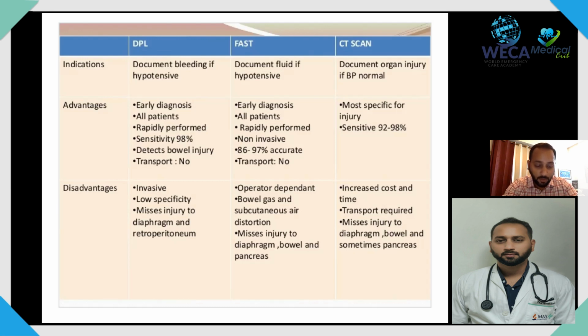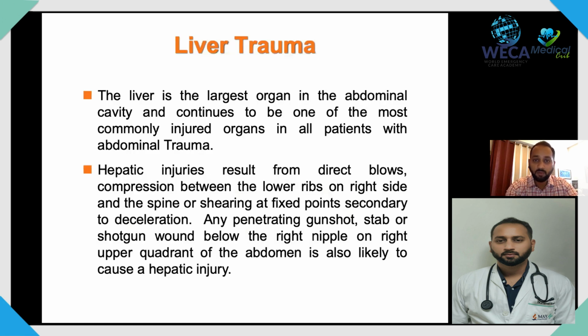Coming to specific injuries, let's speak about liver trauma. The liver is the largest organ in the abdominal cavity and continues to be one of the most commonly injured organs in patients with abdominal trauma. For diagnosis, any penetrating injury, any gunshot, stab, or shotgun wound below the right nipple or on the right upper quadrant of the abdomen can cause a hepatic injury. Anything on the lower ribs on the right side can also cause hepatic injury.